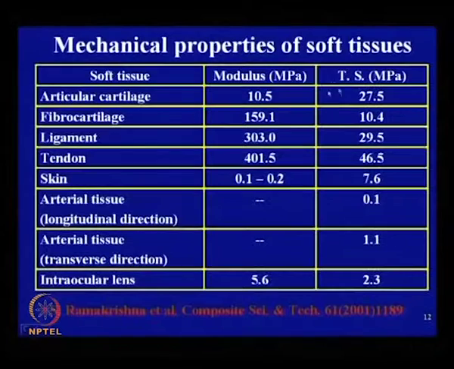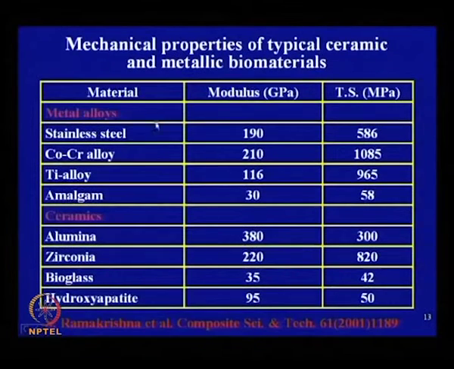Now, there one can apply nanotechnology during the fabrication of such devices. Okay. So, you see this is the tensile strength, this is the modulus, this is the tensile strength. Oh, this is wrong actually, this should be gigapascal, not megapascal, modulus is higher. Anyway, then mechanical properties of typical ceramic and metallic biomaterials. You can compare the tensile strength and modulus of some metals and ceramics.